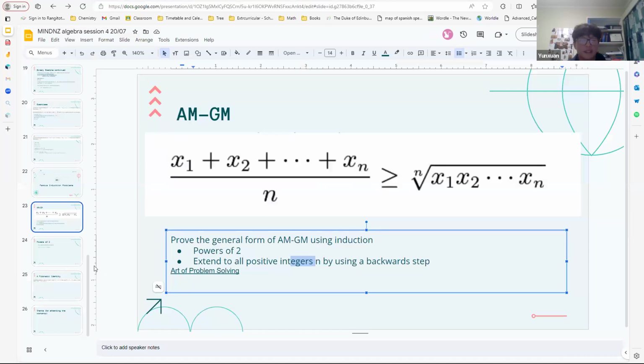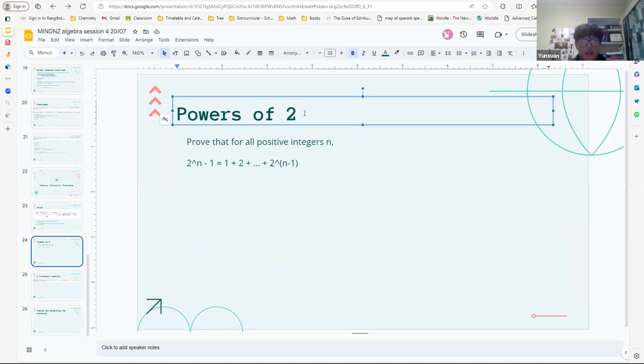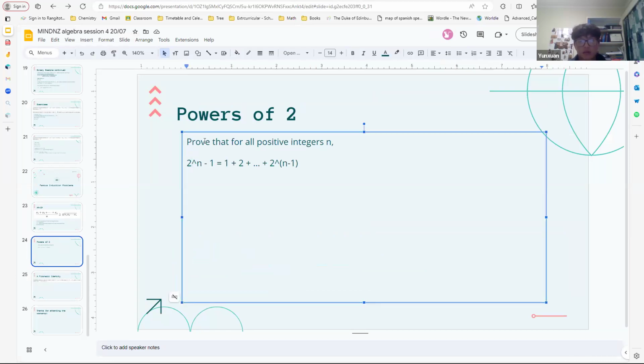Okay, so now we'll do another famous case of induction for sum of powers of 2. So prove that for all positive integers n, 2 to the n minus 1 is the same thing as 1 plus 2 plus dot dot dot plus 2 to the power of n minus 1. I'll give you guys 30 seconds to have a look at this problem.